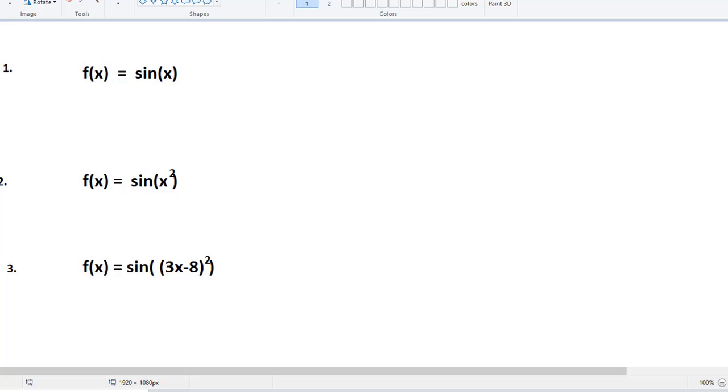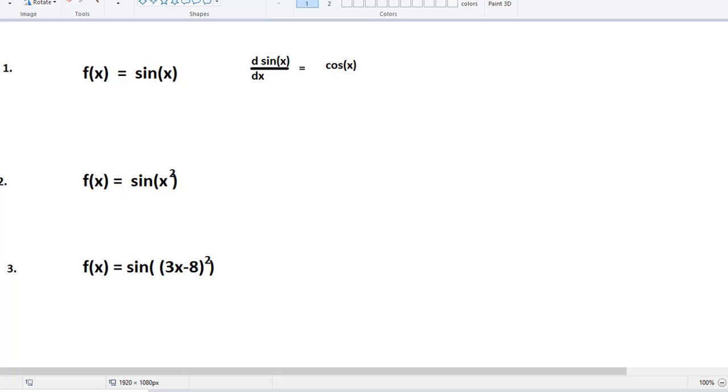So first of all, suppose we have the function sine of x. Now this is not part of what we need in our class, so maybe you don't know the derivative of the sine of x, but the derivative of the sine of x is the cosine of x. So let me just write that down. So we have the derivative of sine of x is equal to cosine of x.